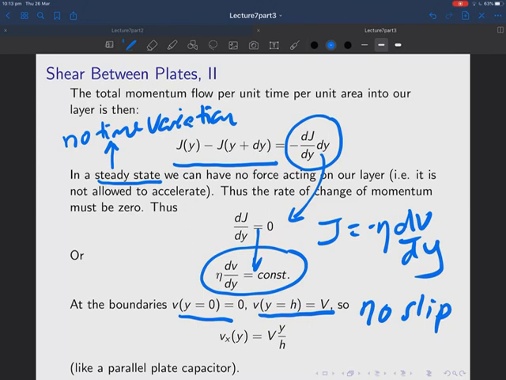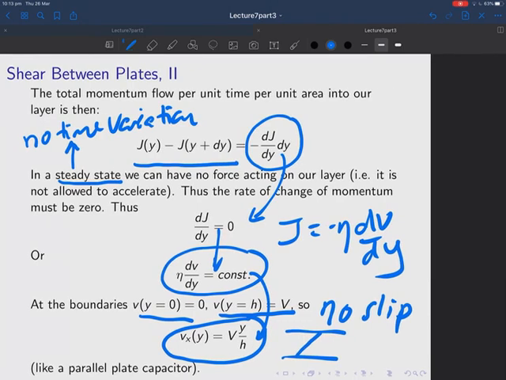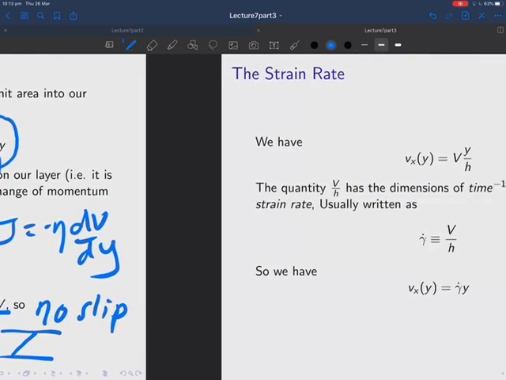So you can just solve this differential equation and integrate again, and you get Vx as a function of y is the velocity of the top plate times y divided by h. So it just increases linearly as you go between the plates. V equals 0 here, and it goes up to V. Just like a parallel plate capacitor, it's exactly the same system. So that's what the velocity profile looks like.